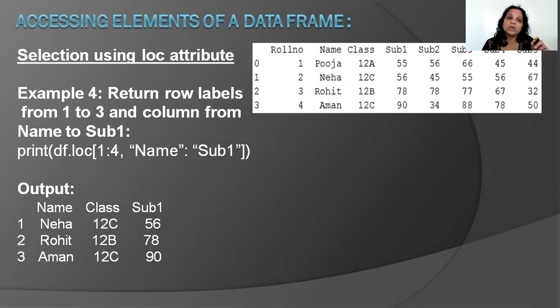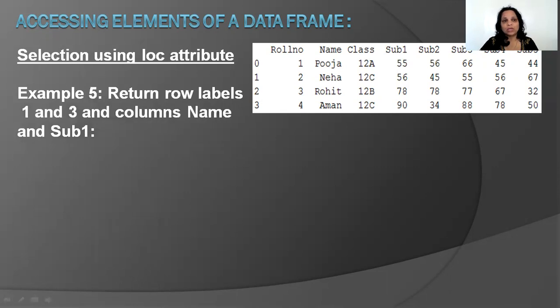Now this is about continuous, right? If it was discrete, or discontinuous, you would have one square bracket giving all the row labels, comma, the other square bracket giving all the column names. Is that clear? So here, this is discontinuous. I want row labels 1 and 3, and I want columns name and sub1 only, not a range, just the discontinuous ones.